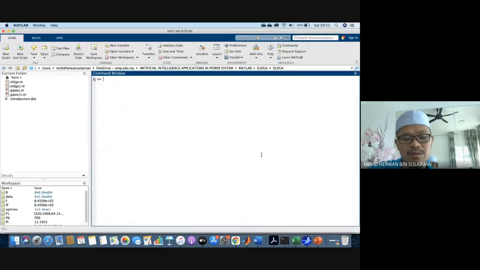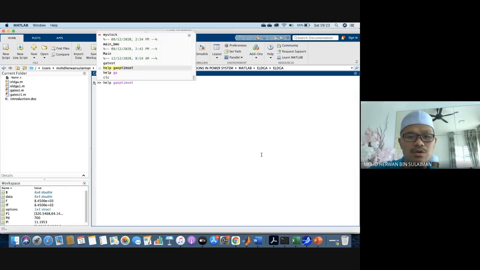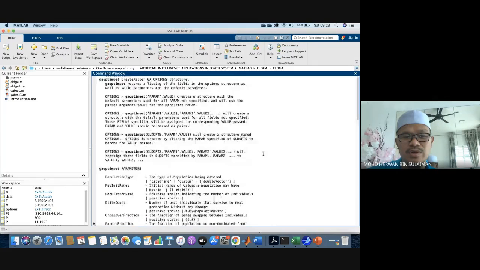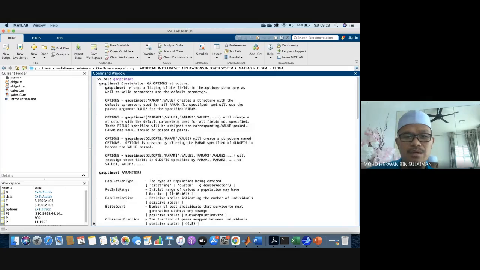You just press help GA optim set. Okay, you type help GA optim set. Explore all the sets that you can create or alter. So you can learn here that GA optim set is basically how you create or alter the GA options structure.